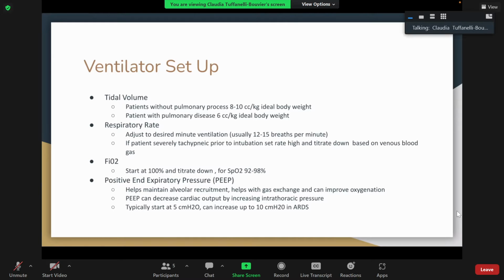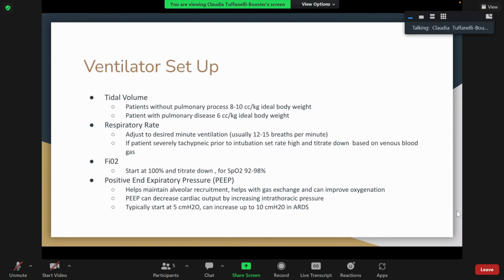Easier to remember: if you don't want to remember a lot of things because it's tricky, just start at 6 for everybody. If you need to go up and you can go up, that's fine. But I would start at 6 cc's per kilogram ideal body weight for everybody. It's just more simple. You're going to protect them. And most of the time, we're intubating people for respiratory issues.